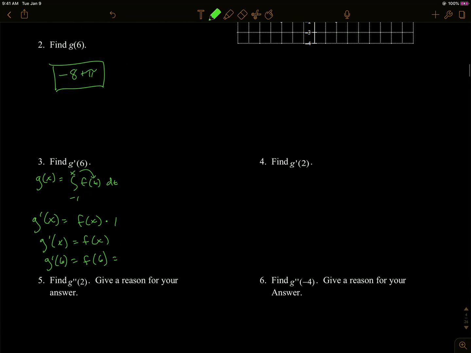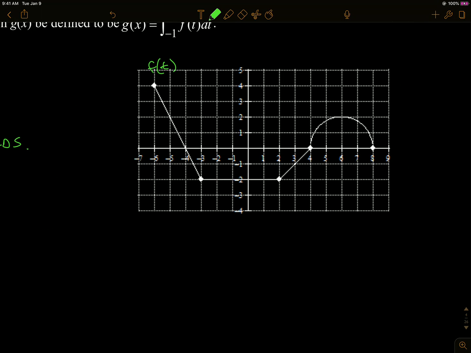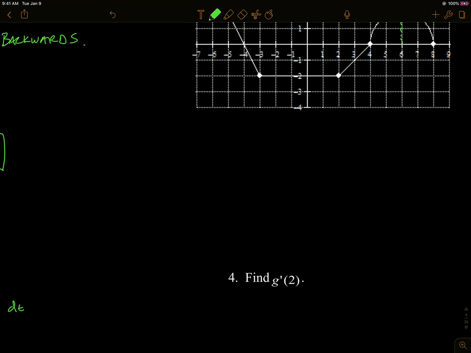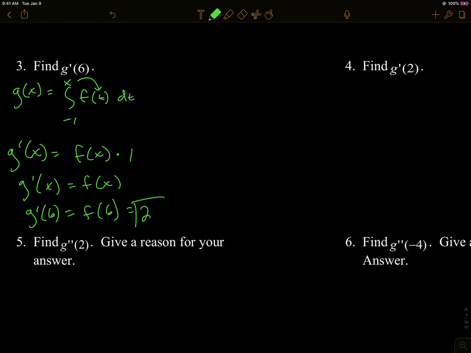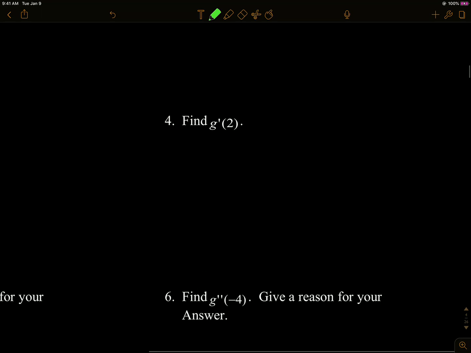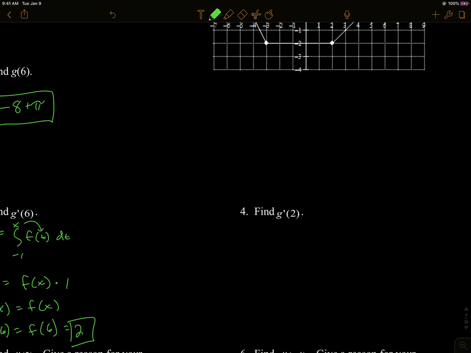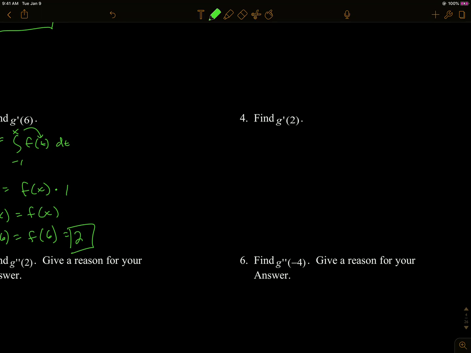So f of 6 from this graph here, this is the graph of f of x, or I should say f of t. What value were we looking for? At 6, f of 6, if we go up to 6, we're at 2 on the y-axis, so f of 6 is 2. All right, now let's find g prime of 2, so I want you to take a second, pause the video, and do that. Okay, welcome back. So you should have gotten -2.